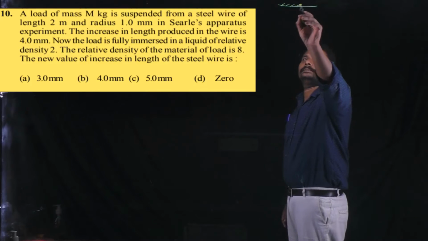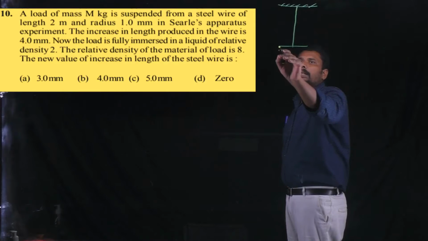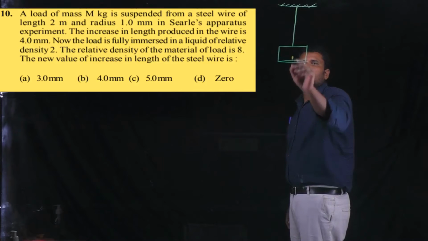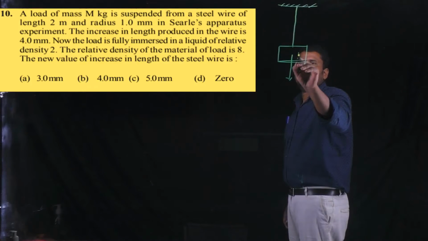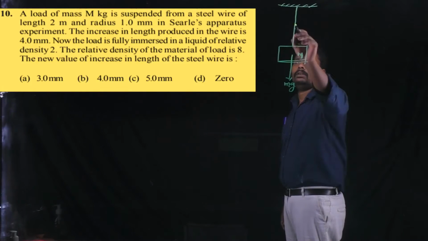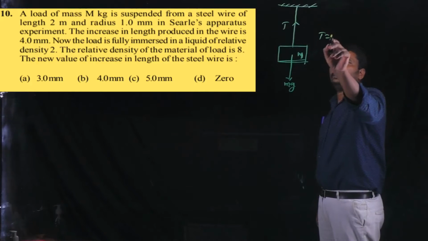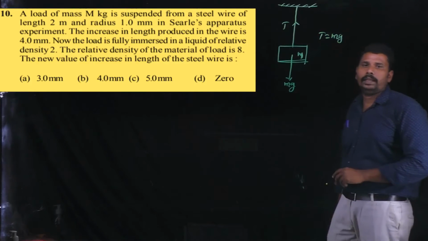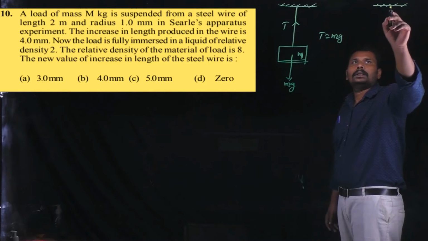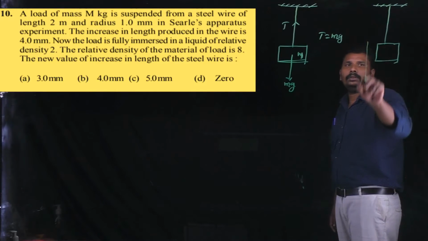here initially it is a rigid support. For this rigid support it has some load. If the mass of the load is small m, then its weight acts vertically downwards and tension acts like this. Here from the free body diagram, T equals mg. For the same rigid support, the hanging load is immersed into the water.